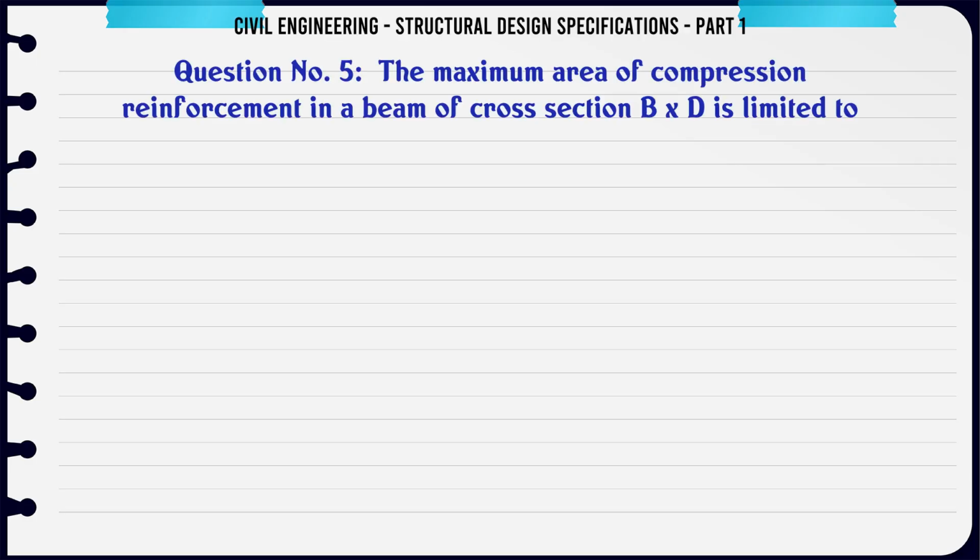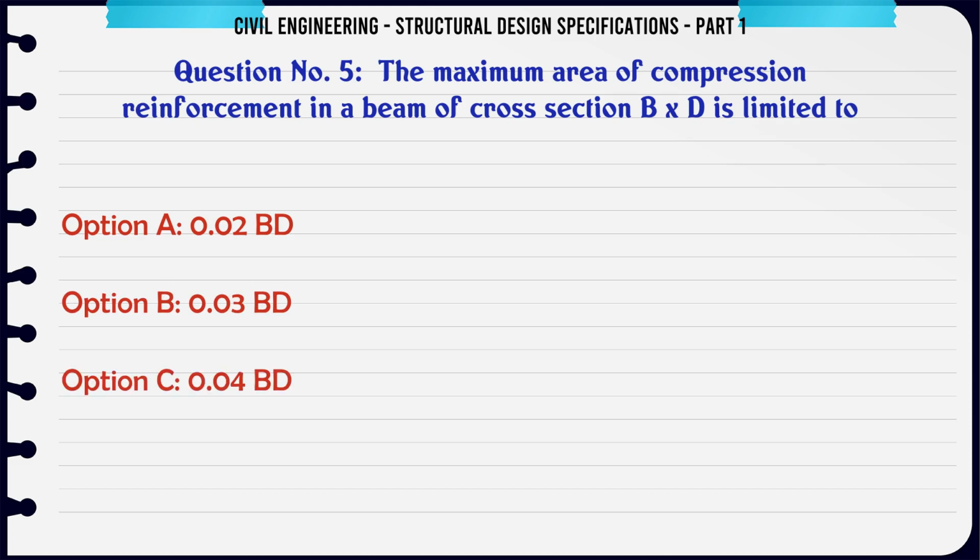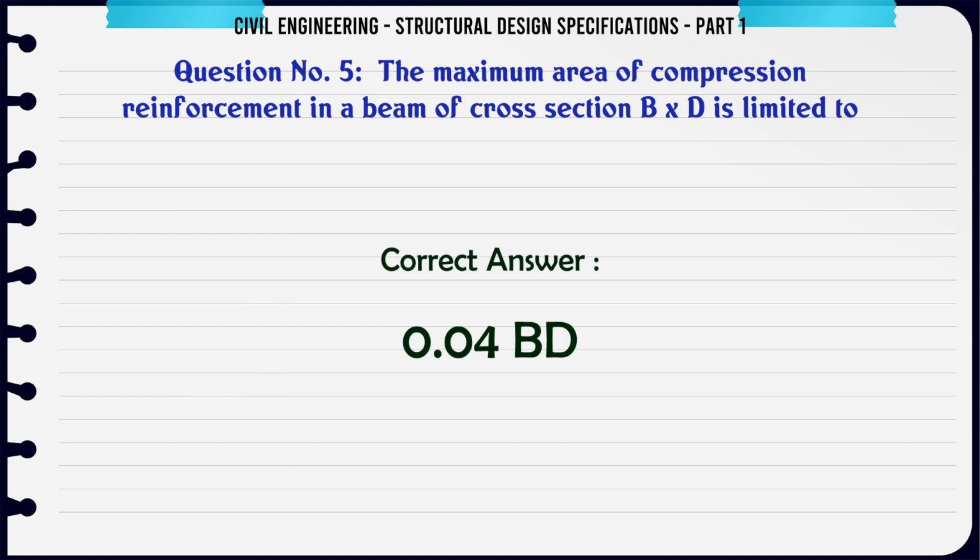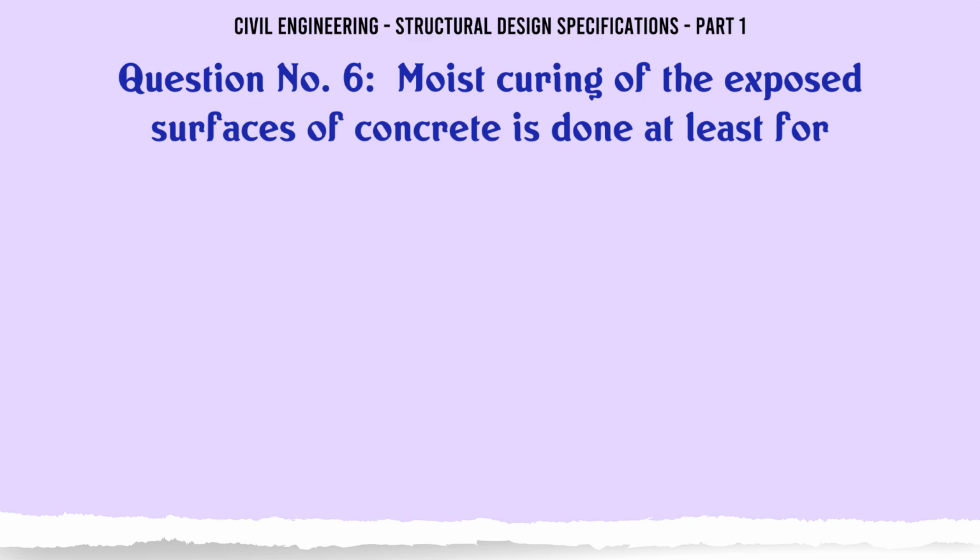The maximum area of compression reinforcement in a beam of cross-section B x D is limited to: A. 0.02 BD, B. 0.03 BD, C. 0.04 BD, D. 0.05 BD. The correct answer is 0.04 BD.